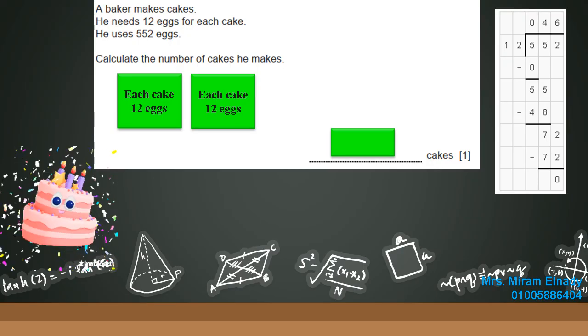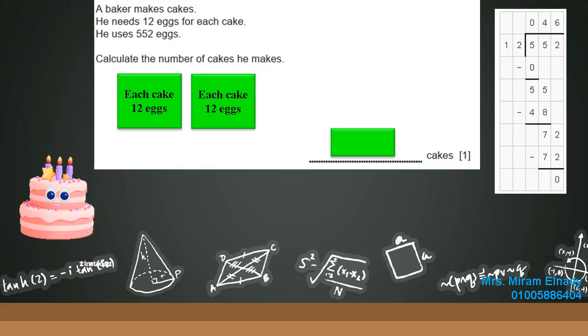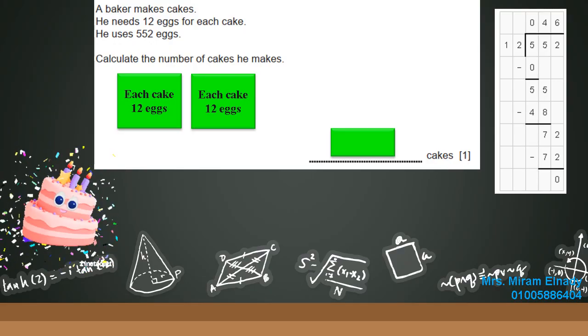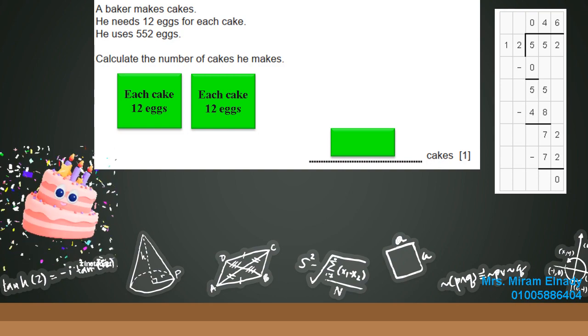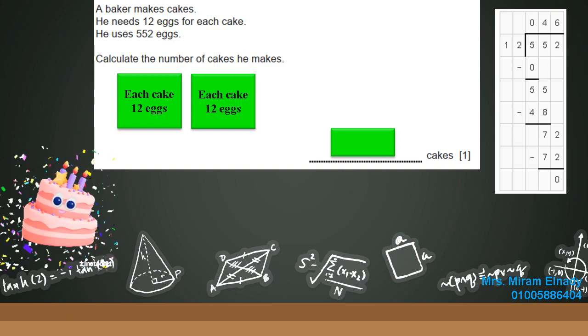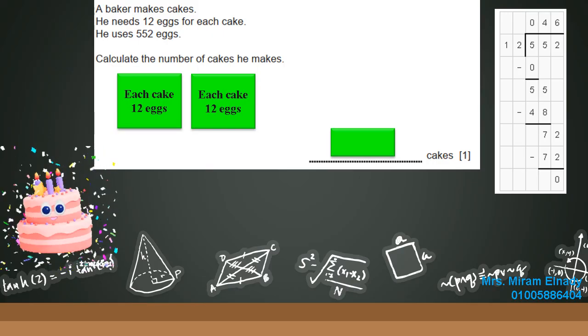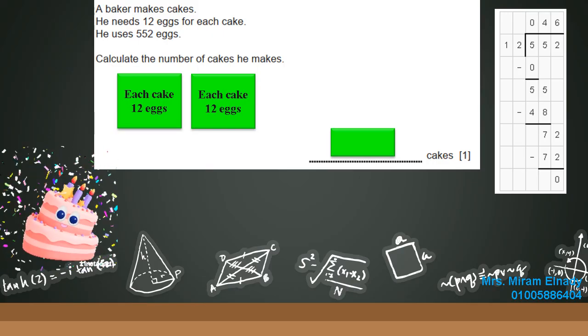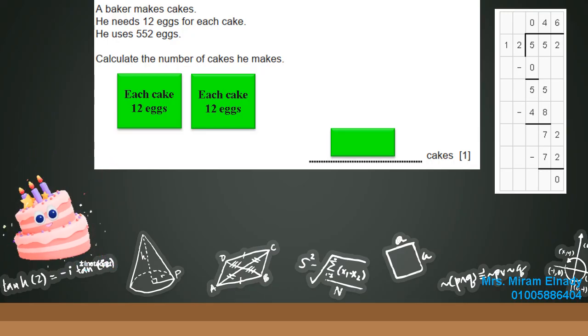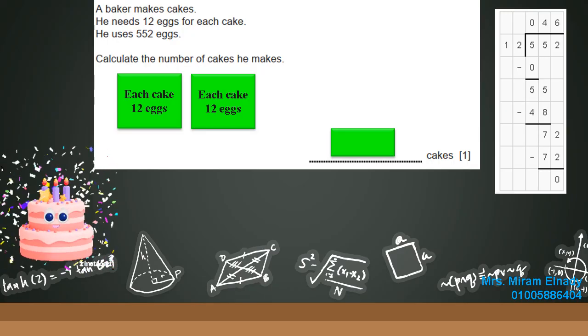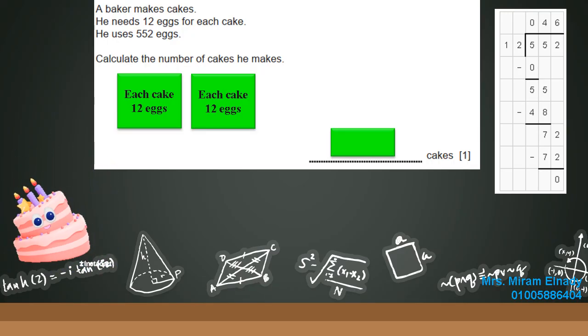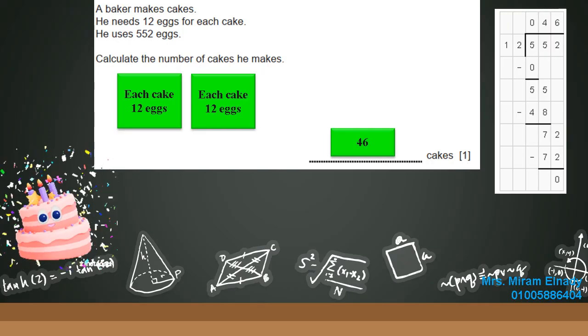So remember that in table 12 we have 12 times 2, 24, 12 times 3, 36, 12 times 4, 48. So this is the closest number to 55. Then you need to subtract 55 minus 48, it will be 7, and then 72. And this is easy, 72 divided by 12 will be 6. So the final answer will be 46.